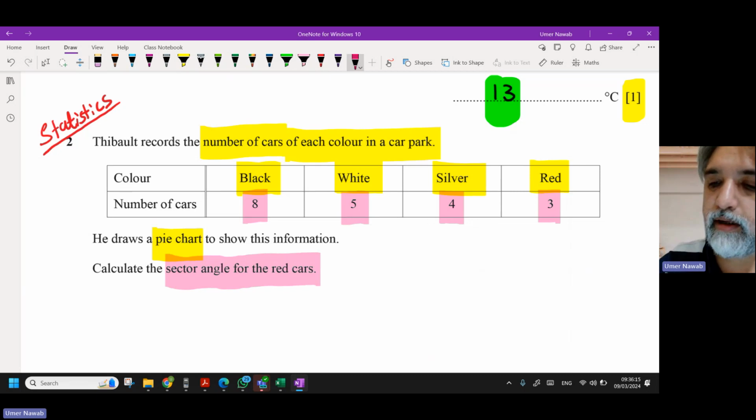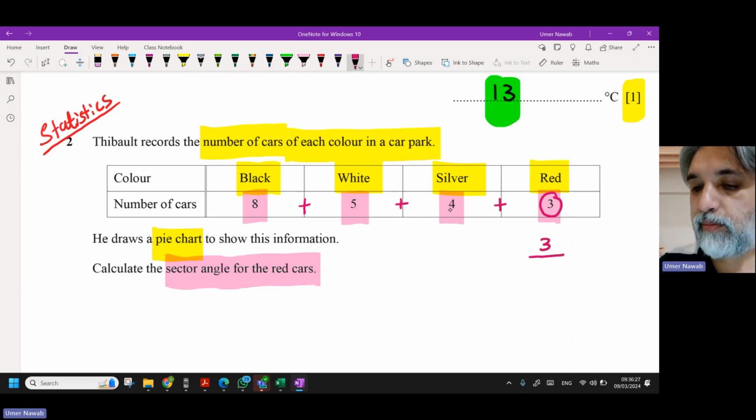Red cars is shown by 3, so 3 on the top. And I'm going to compare it with the total. The total is how much? 8 plus 5, 13, 13 plus 4, 17, 17 plus 3 is 20. So the total is 20. I'm going to compare 3 with 20.